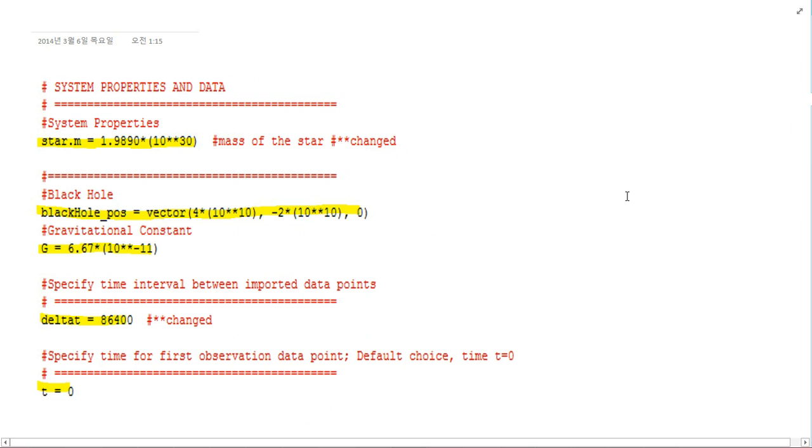Before showing you the Python model which gives us the visual representation, I will explain the code briefly. The star's mass was 1.989 times 10 to the 30th, and the black hole's position, which does not change, is 4 times 10 to the 10th and negative 2 times 10 to the 10th, y component and x component. The gravitational constant is 6.67 times 10 to the negative 11, and delta t was 86,400 seconds, and t initially was 0.